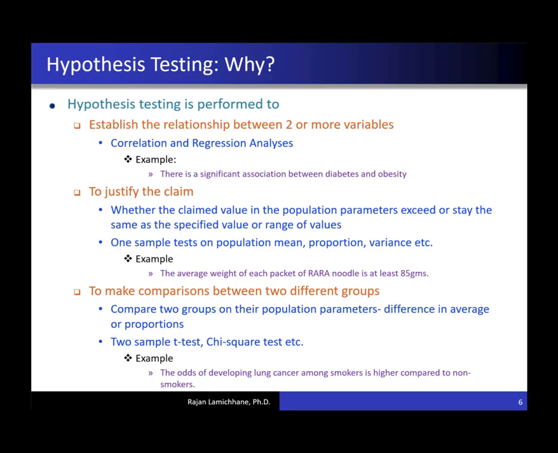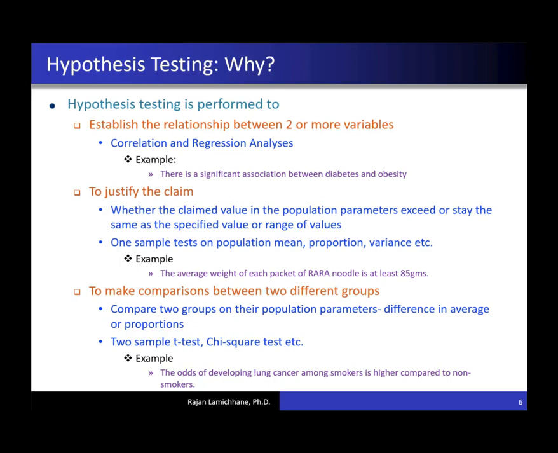Usually the FDA checks the quality of any kind of food, and they are not going to test all the packages, but they will take a random sample of a few packages and then develop a hypothesis to see whether that meets the criteria or not. And they do perform hypothesis testing to justify the claim made by the manufacturer.